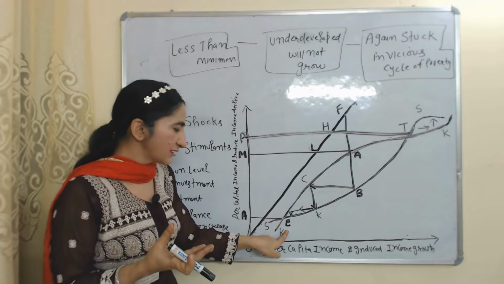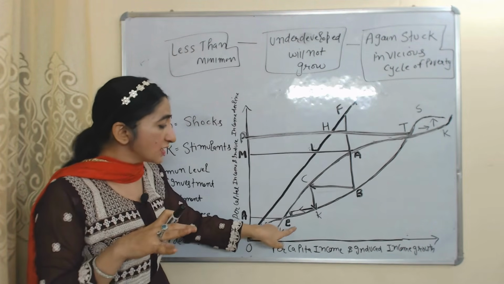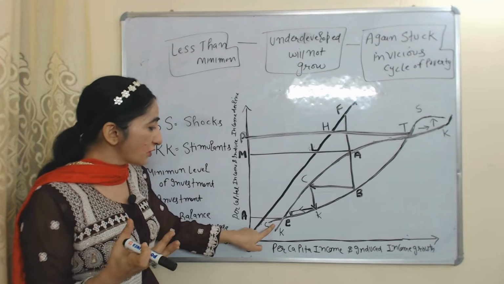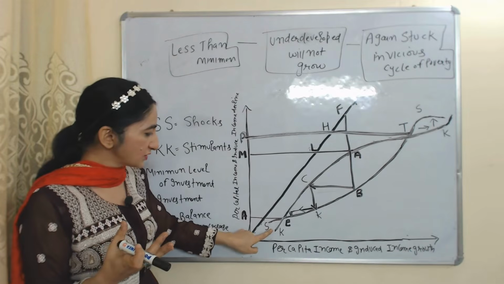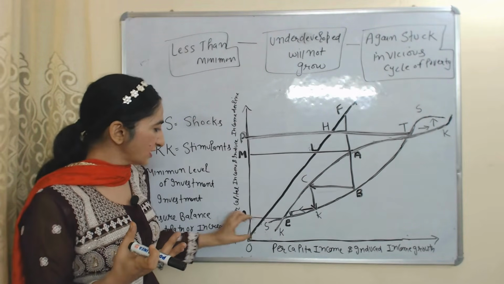E is our initial equilibrium point. At this equilibrium point, our economic development is very low. So this E point shows the lower equilibrium point. At this point, shocks are more than stimulants. You can see the shocks curve is above the stimulant curve. So our income is OA.